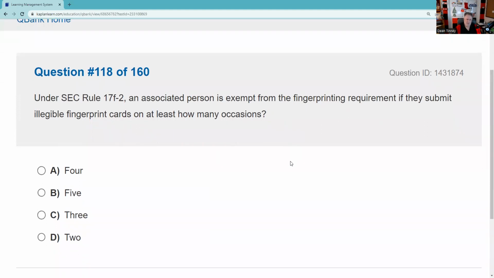Under SEC Rule 17F2, an associate person is exempt from the fingerprinting requirement if they submit ineligible fingerprint cards on at least how many occasions? That's 3. Very rarely. There are some fingerprint people with fingers that just don't cooperate.